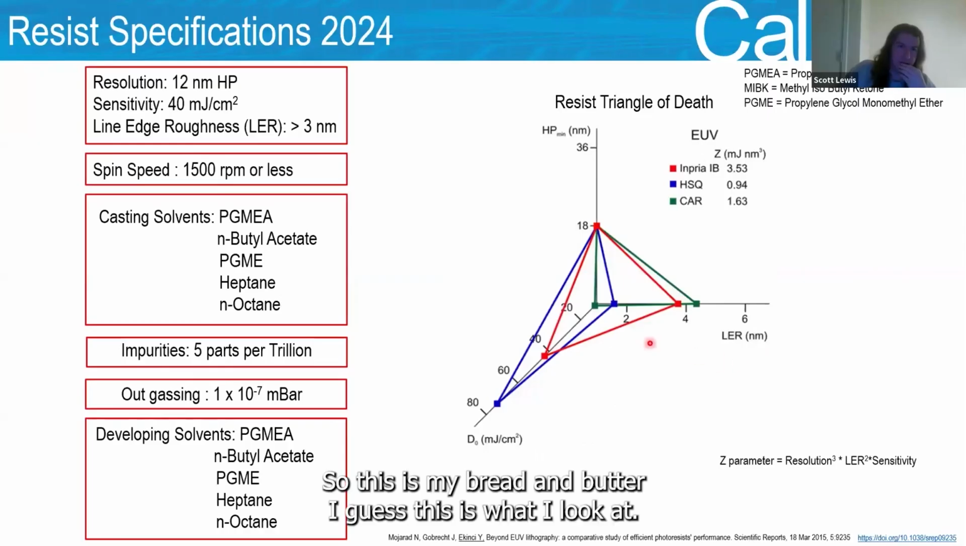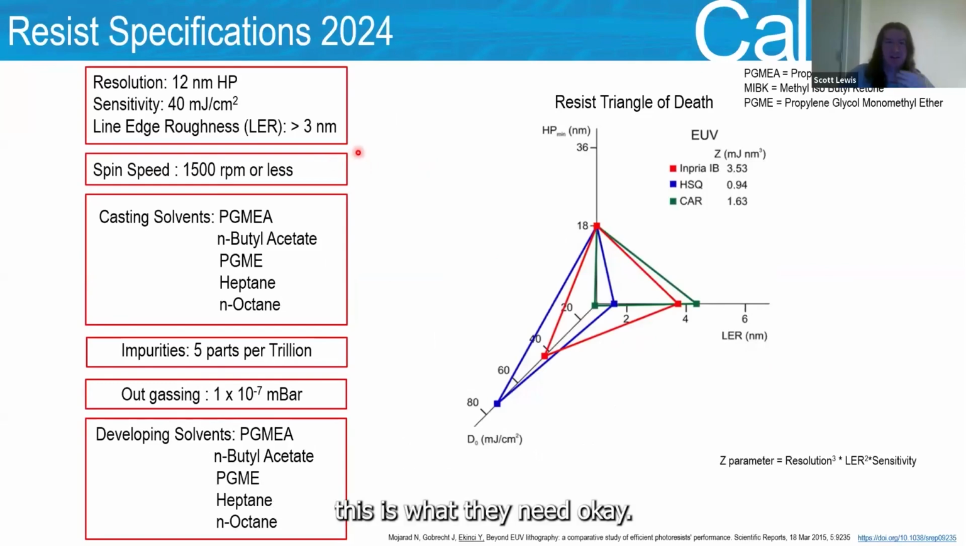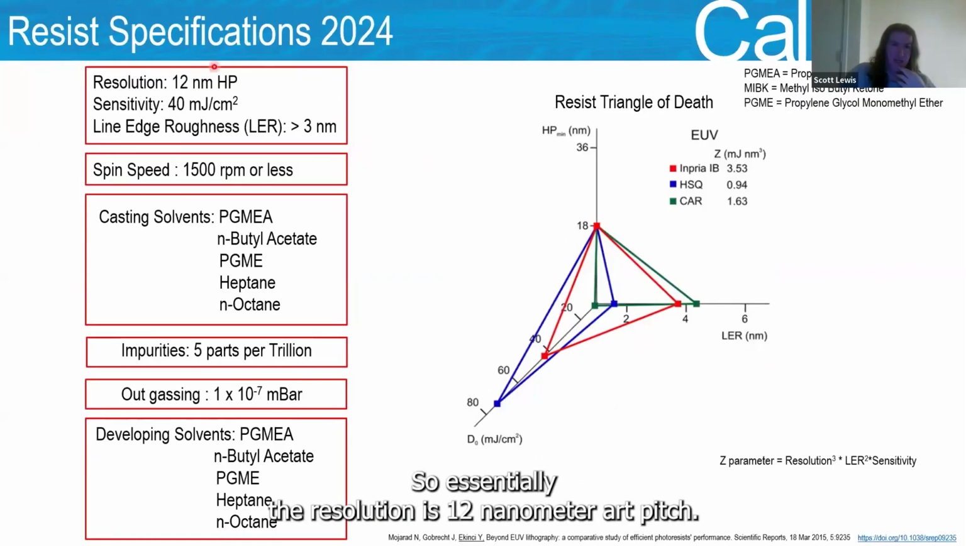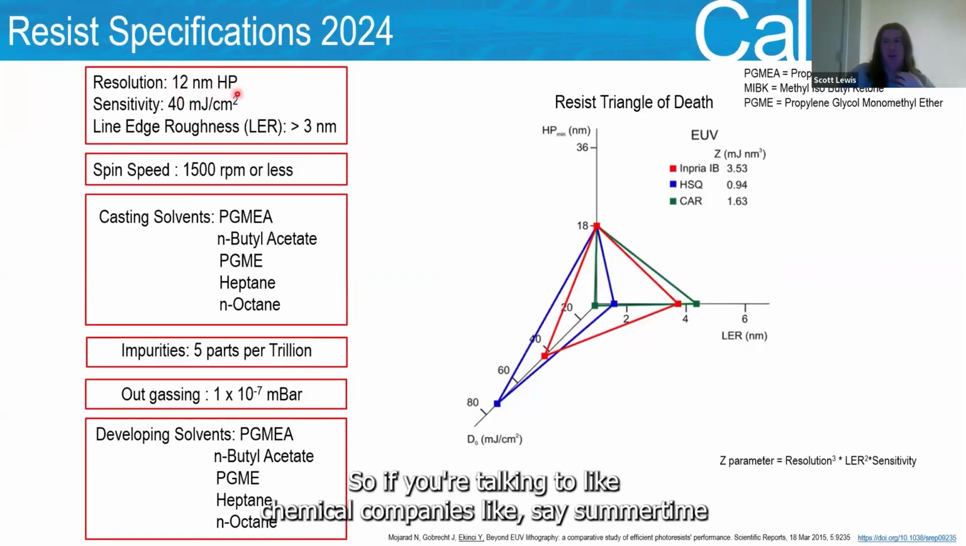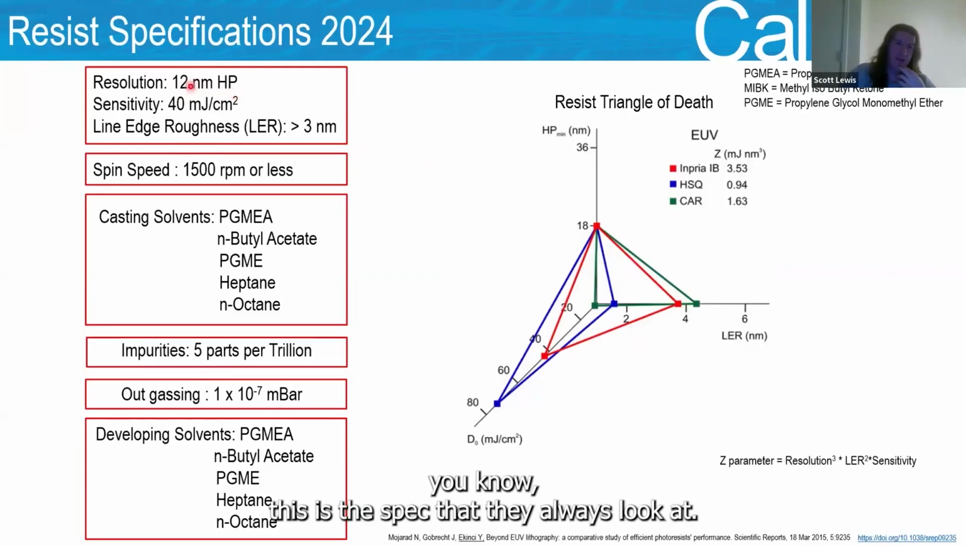Okay. So this is my bread and butter, I guess. This is what I look at. This is the resist specification that I get told by ASML, this is what they need. Essentially the resolution is 12 nanometer half pitch. If you're talking to chemical companies like Sumitomo or Dow Corning or JSR Micro with Inpria, this is the spec that they always look at.